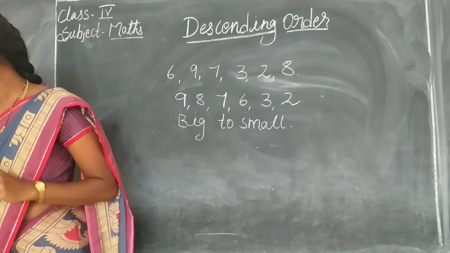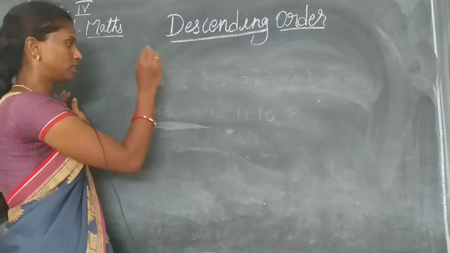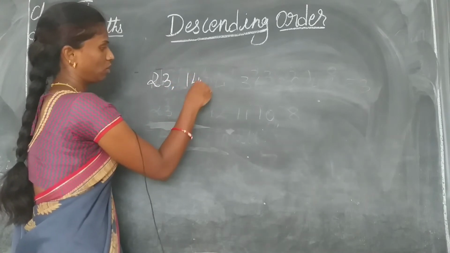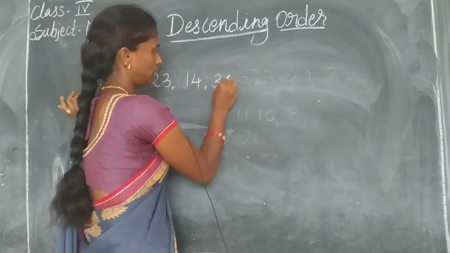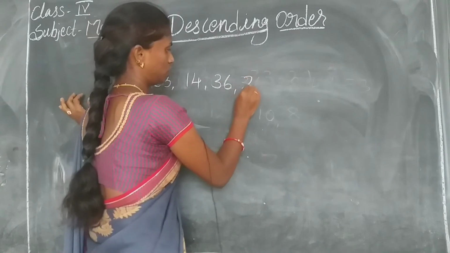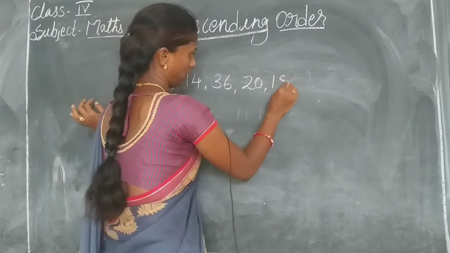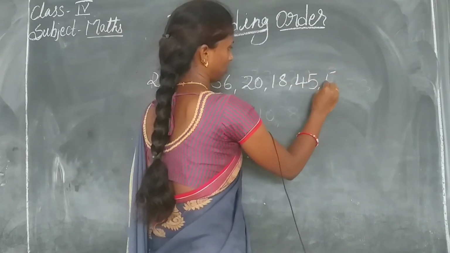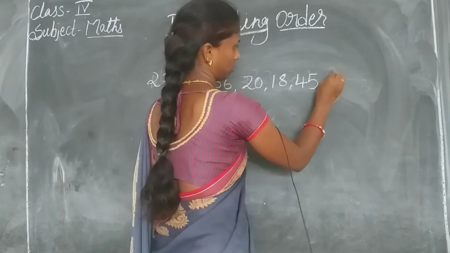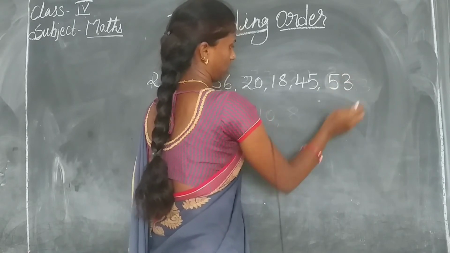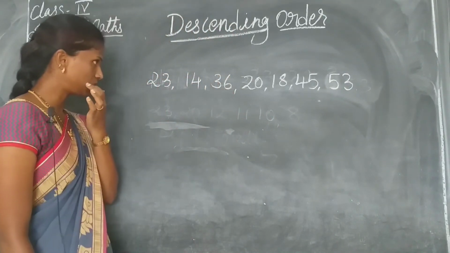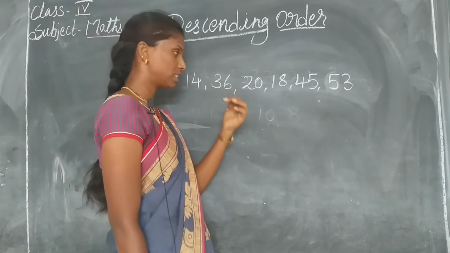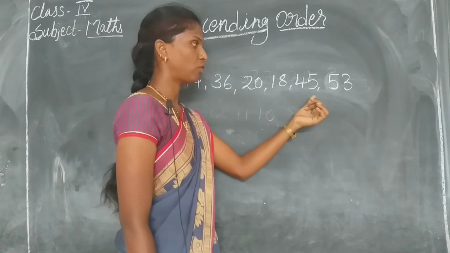Let us take two digit numbers. Let us take some more examples: 23, 14, 36, 20, 18, 45, 50. Now observe these numbers. The numbers we have taken are 23, 14, 36, 20, 18, 45, 50.